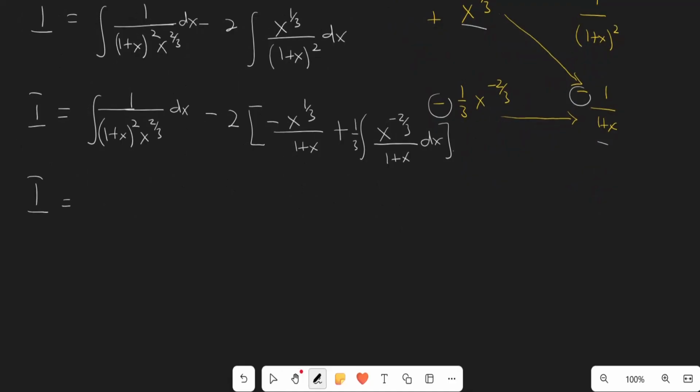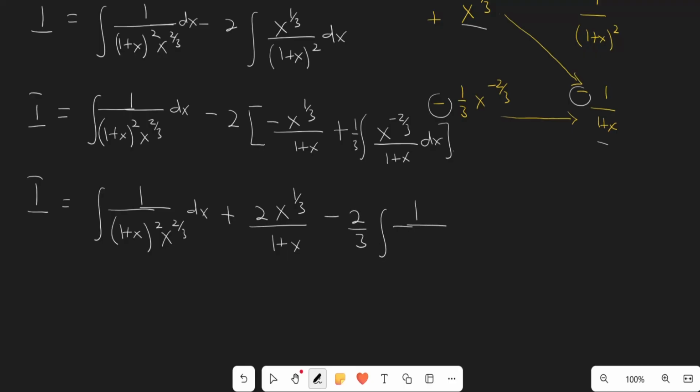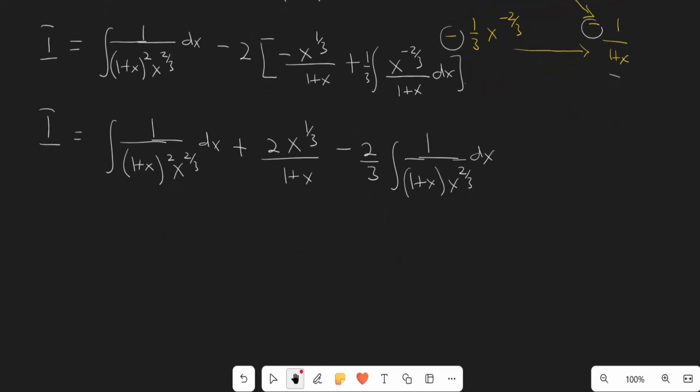So I is going to be the integral of 1 over (1 plus x) squared times x to the power 2/3 dx, minus minus that becomes plus 2x to the power 1/3 over 1 plus x, and then minus 2/3 the integral of 1 over 1 plus x times x to the power positive 2/3 dx. So this is what we have.